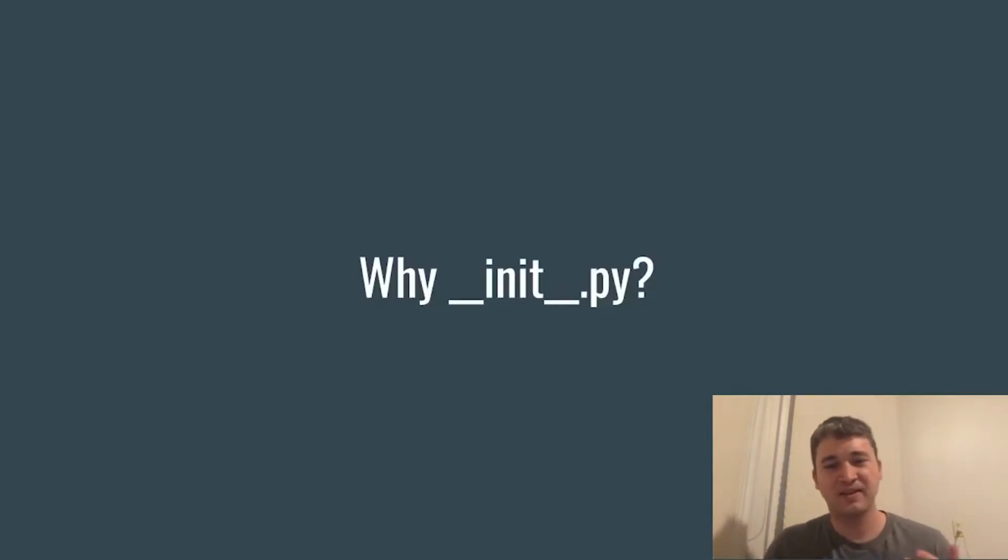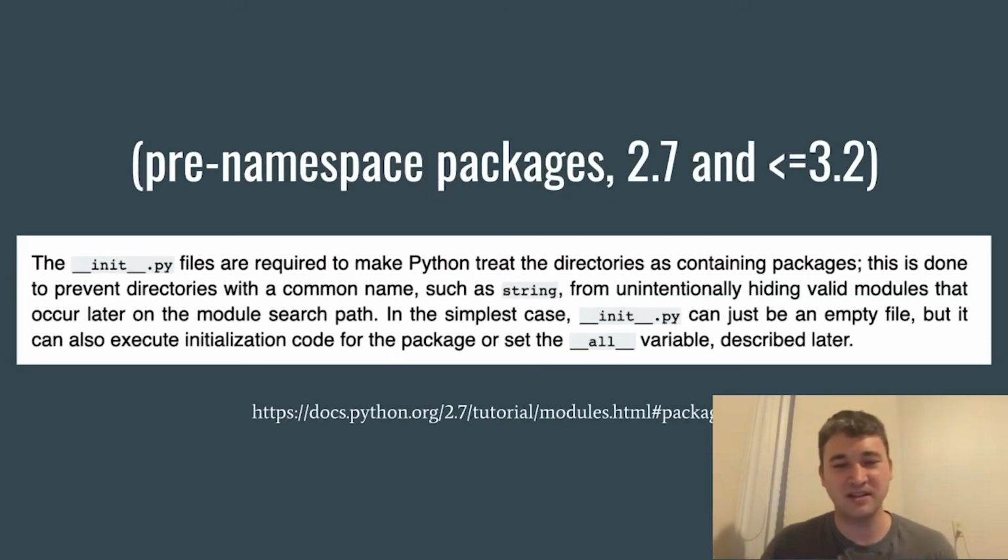So the reference to the history, or kind of pre 3.3, brings up the question, why init.py? Why did this even exist in the first place? So if you look at some of the older documentation, so this is the Python 2.7 documentation, basically what they were trying to avoid is overshadowing existing packages by having your directory names kind of overlap.